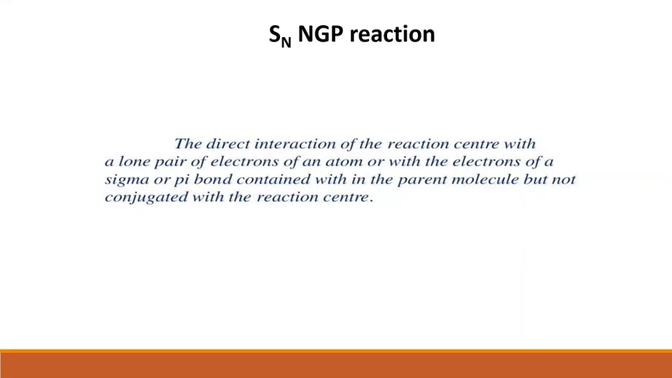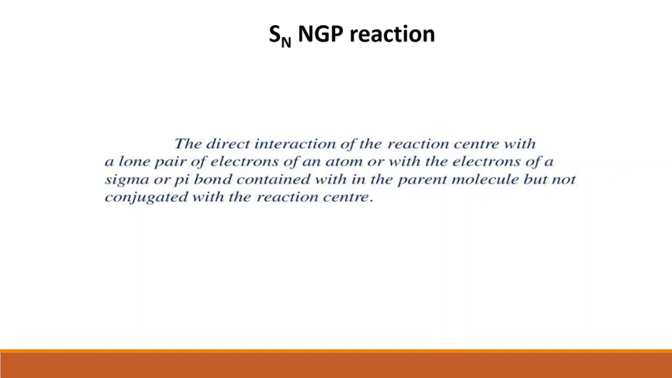This is the fourth lecture of this short-term course, and this lecture deals with the substitution reaction of the type SN-NGP. NGP means neighboring group participation. That means when a substitution reaction takes place at a carbon center, a neighboring group interferes during the reaction process. This is the SN-NGP reaction.